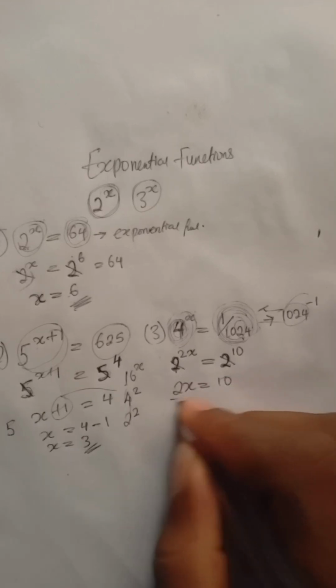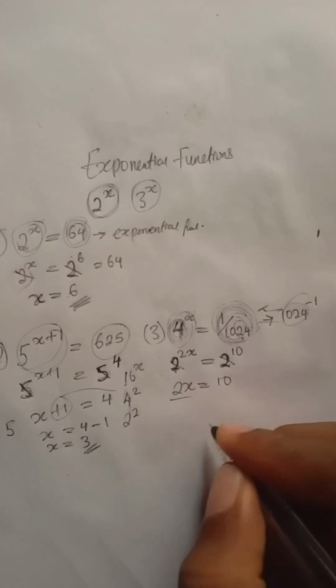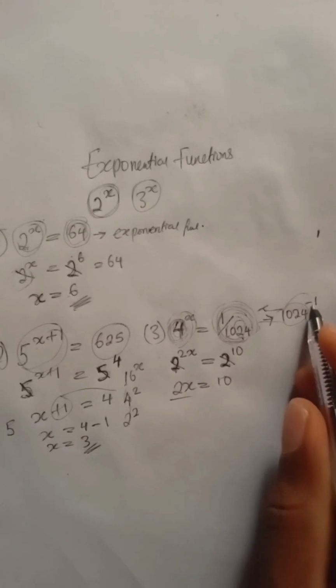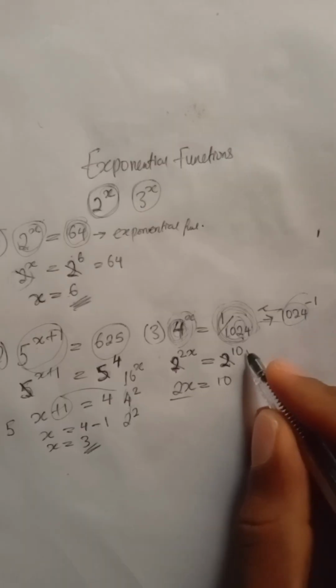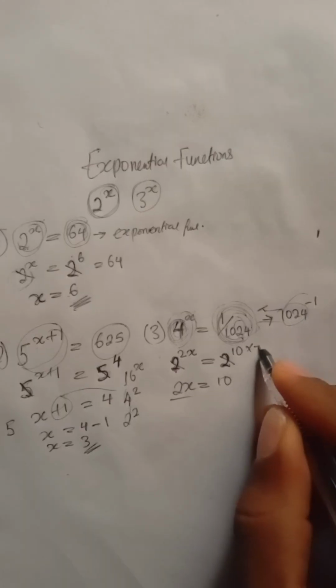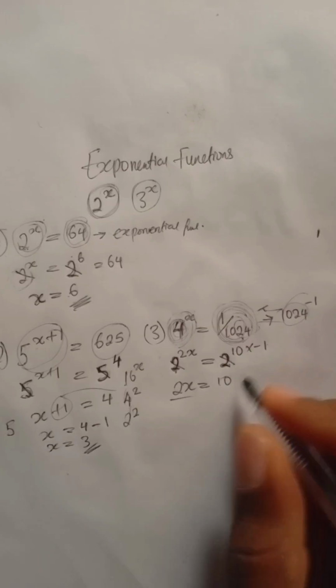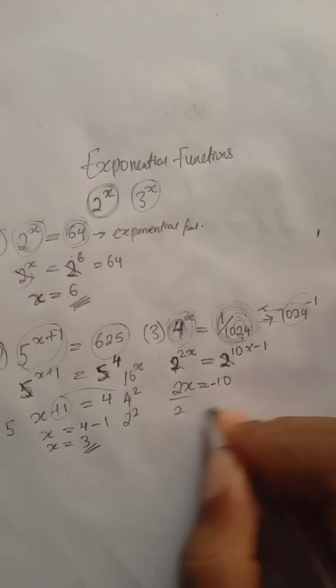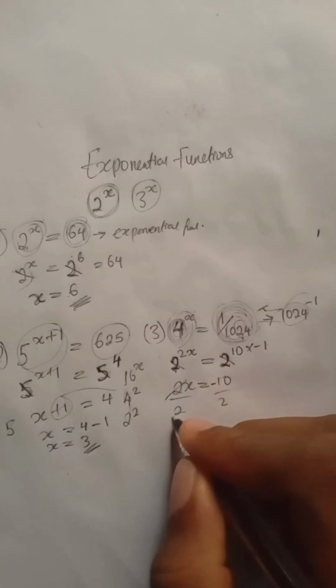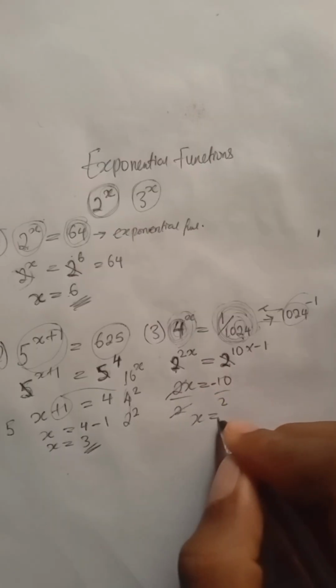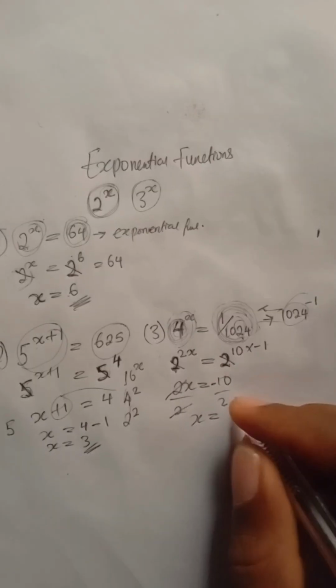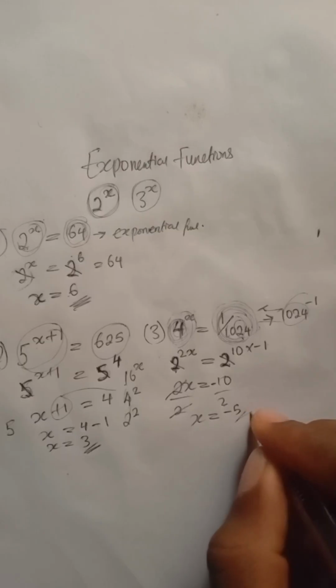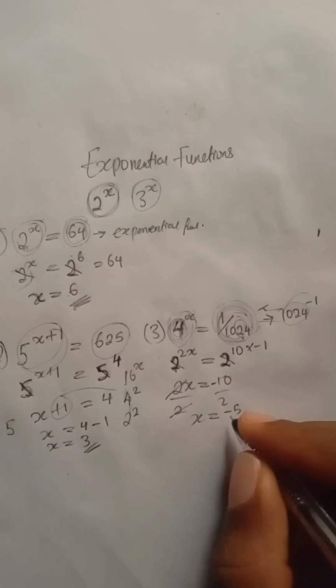So what do we do here? We divide both sides. So we have a negative sign here. So 10 will multiply -1. So 10 multiplied by -1, we have -10. So we divide both sides by 2. 2 cancels 2. x is equal to -10 divided by 2, which gives us -5. So this is our final answer.